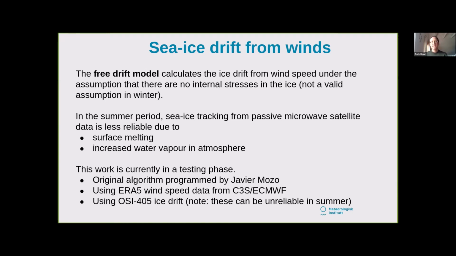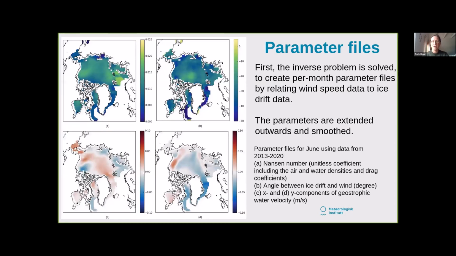So this is a work in a testing phase using a free drift model that was programmed by Javier Mozo in his master's thesis. And we're using ERA5 wind speed data from C3S ECMWF, and we're using the OSI SAF low resolution passive microwave ice drift product, which I showed earlier with the purple and the black vectors. So this is done by taking a historical training data set of ice drift data and wind speed data.